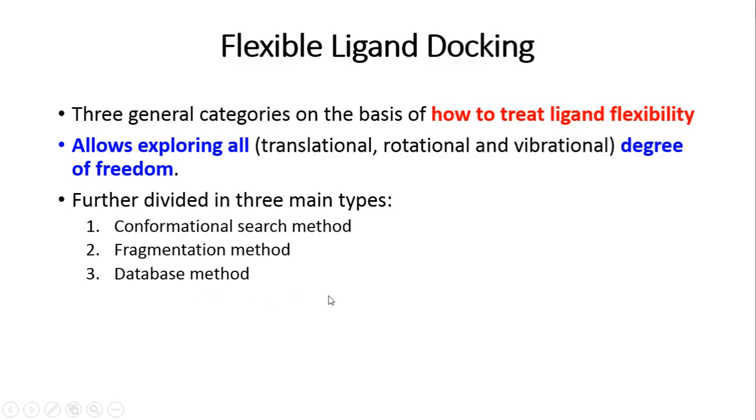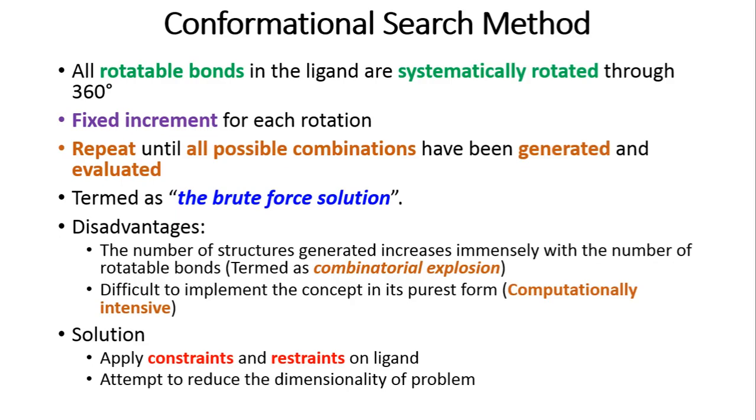So we would now go into more detail on the concept of the conformational search method. Okay, so what happens in the conformational search method is that you consider only the ligand as flexible. That is, you would allow the rotation of the bonds which are present in your ligand, but you won't allow the rotation of bonds that are present in your protein. Okay, and in the conformational search method, all of the rotatable bonds in the ligand are systematically rotated through 360 degrees.